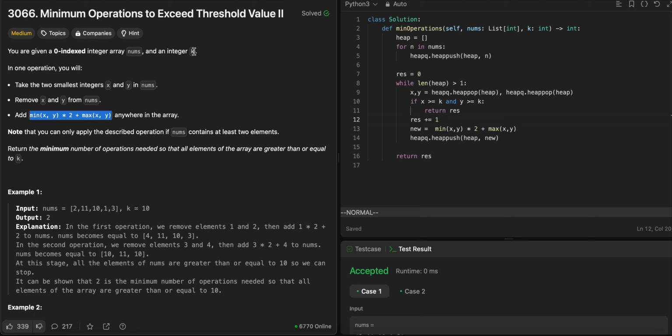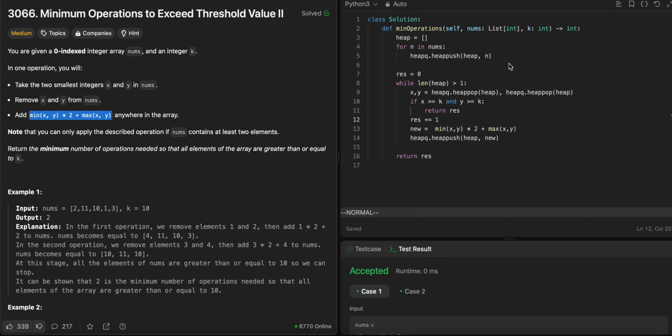There might be some cases where one number is greater than k, but the other isn't. So in that case, you need to actually process both. You need to take that big number and use it in the next equation. But the only case that's ever going to be correct is when both numbers are greater than or equal to k. That means if these are the two smallest numbers in the array, anything else is greater, right?